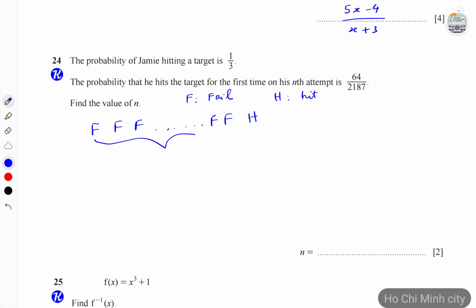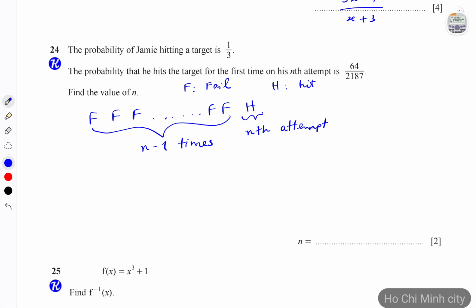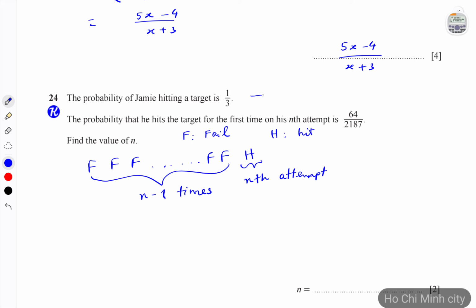And this run of failures is n minus 1 times. And this one is the nth time, the nth attempt. All right. So we know that the probability of hitting a target is 1/3. That means the probability of failing a target is 2/3. The probability of fail is 2/3.